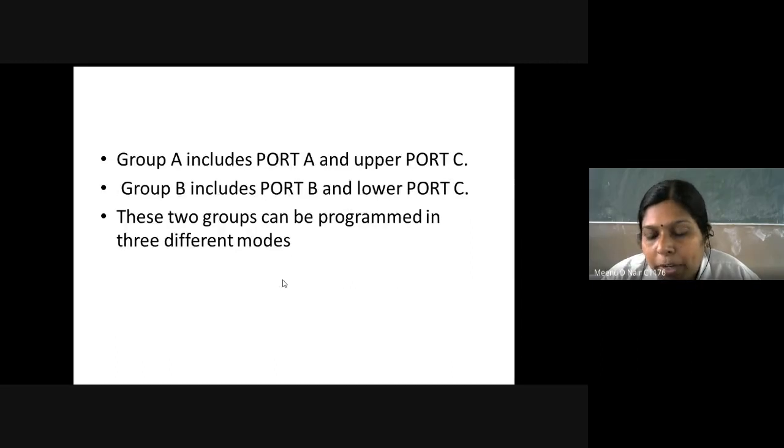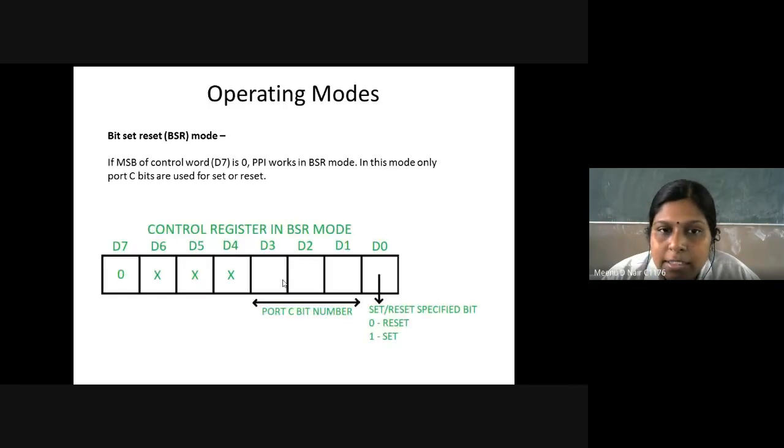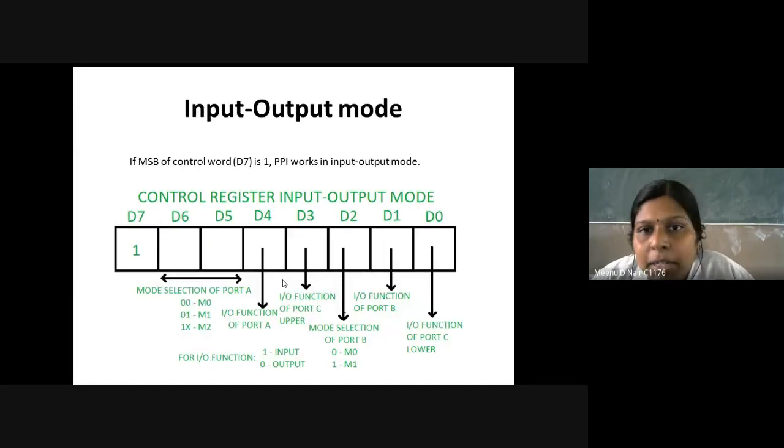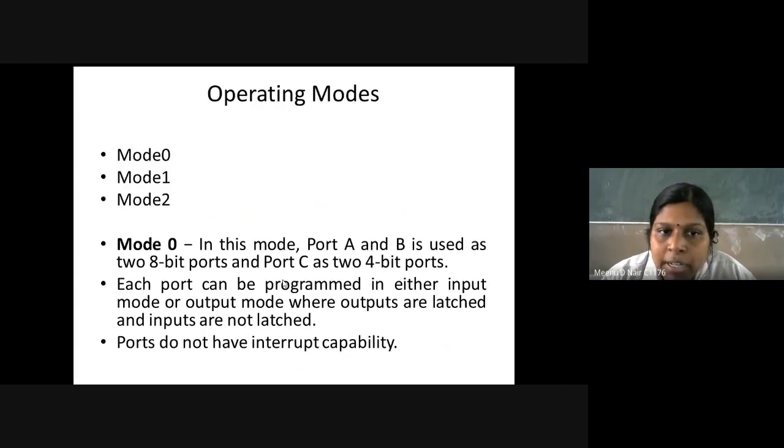The modes of operation of these ports, that also we will see. That is nothing but the bit set reset mode, which is only for port C set or reset. When a particular bit is being set or reset, we use the bit set reset mode. And the next one is the input output mode. In input output mode there are totally 3 modes: mode 0, mode 1, and mode 2. In mode 0, all the ports are active as input output ports.